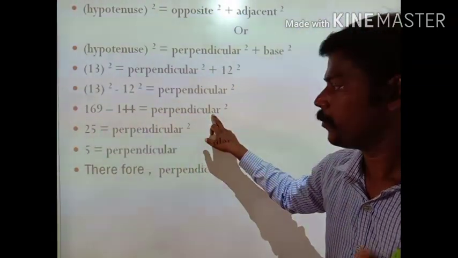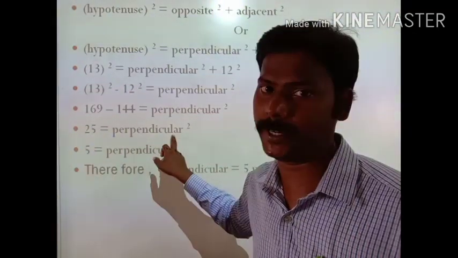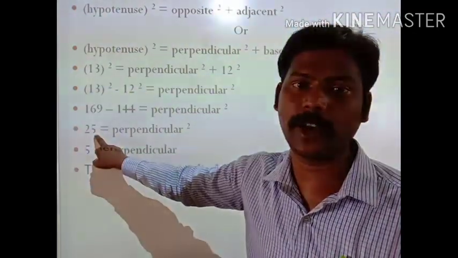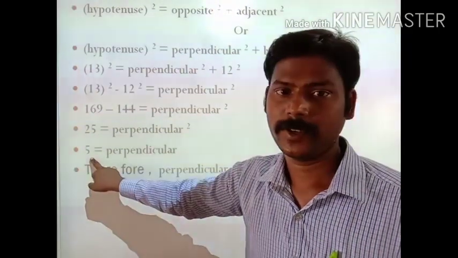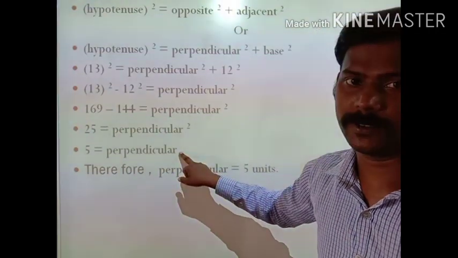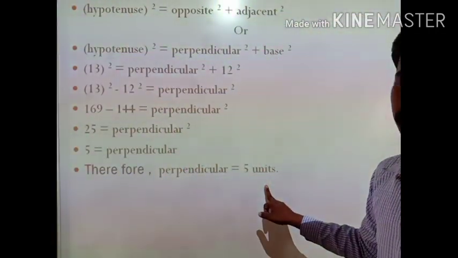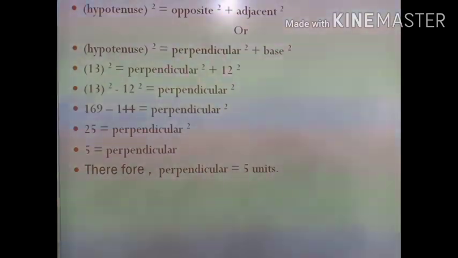This value is nothing but perpendicular square. But actually we want only the perpendicular, so square root on both sides. The square root of 25, how much, children? 5, because 5 fives are 25. So therefore, the perpendicular value we got is 5 units.